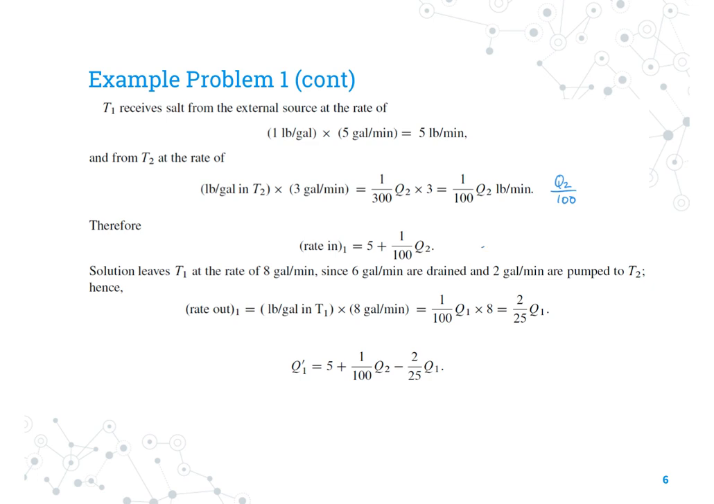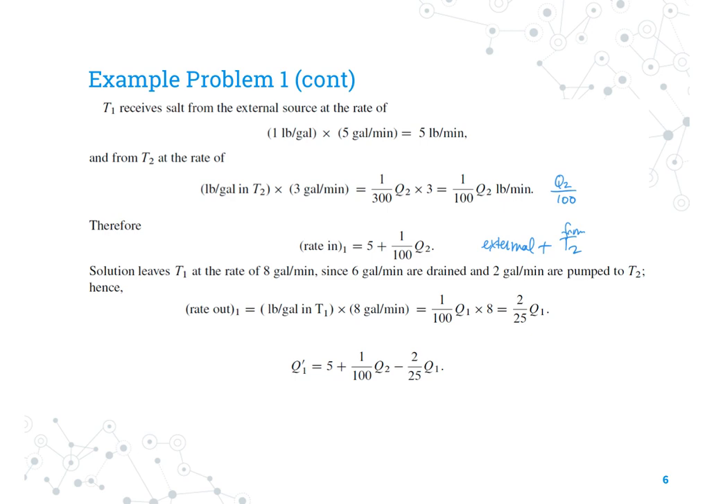So we've got external plus T2, plus from T2. And we know a solution is leaving tank 1 at the rate of 8 gallons per minute. How do we know this? We know we have 6 gallons per minute leaving that are being drained, and 2 gallons per minute are going into T2. So in total, we have 8 gallons per minute that are leaving.